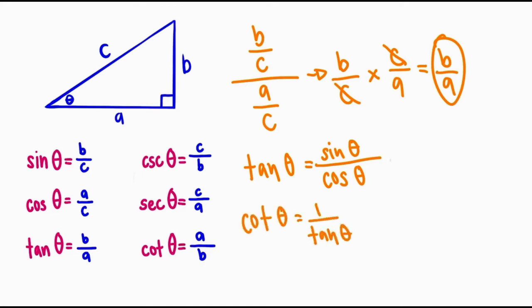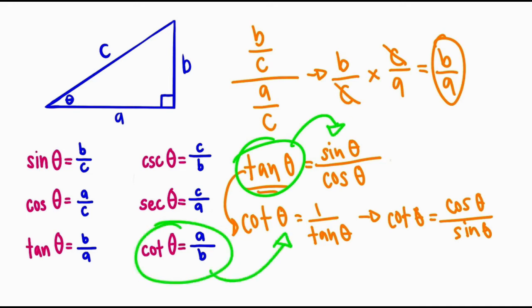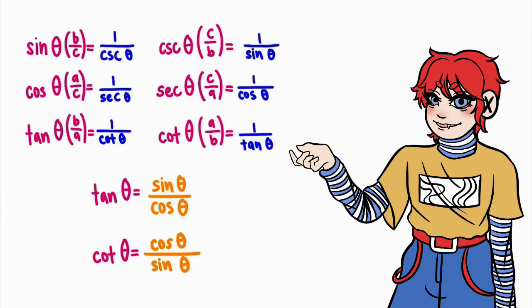Well, since we found the tangent is equal to sine of theta over cosine of theta, we can take the reciprocal of tangent and it will be cotangent. So since tangent is sine of theta over cosine of theta and cotangent is 1 over tangent of theta, cotangent will be cosine of theta over sine of theta. Mind blown. Okay, so we have all of them now.